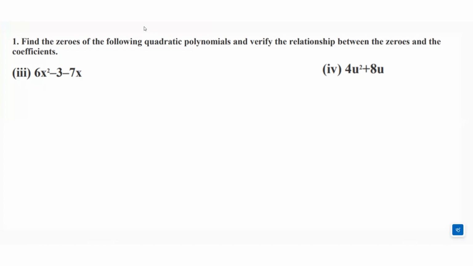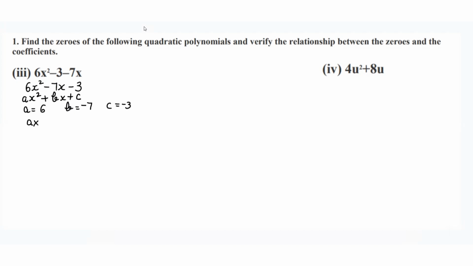If you see your question number 3, it is not given in the form of ax square plus bx plus c. So we have to rearrange the terms. I will first write the term with x square, then the term with x, and then the value for c. Now we can compare it with ax square plus bx plus c. So the value for a is equal to 6. The value for b is equal to minus 7. The value for c is equal to minus 3.